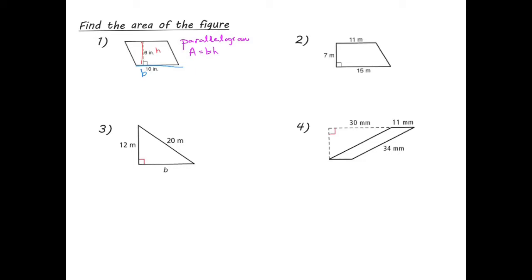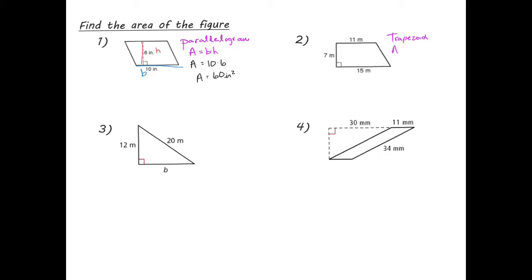So I know that my area is equal to 10 for the base multiplied by 6 for the height. So my area is 60, and that is inches, and it's area, so 60 inches squared. Up next I have a trapezoid.